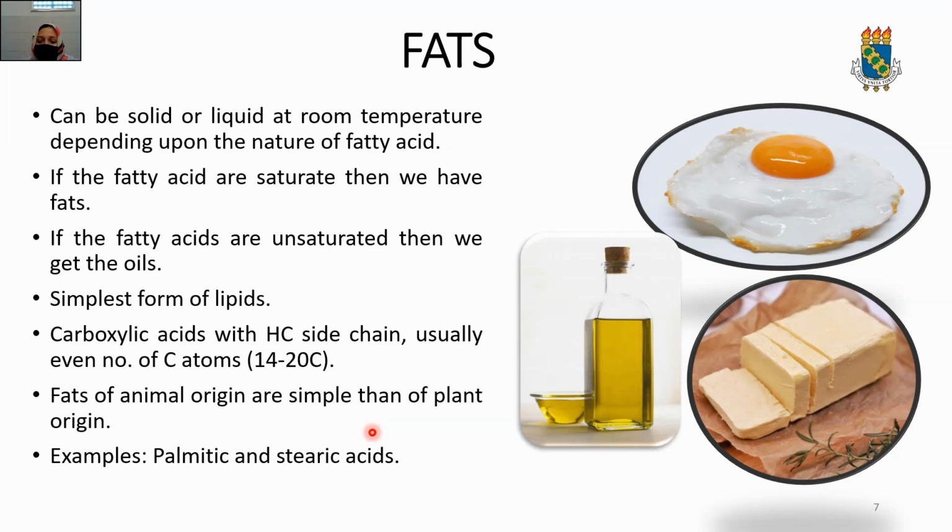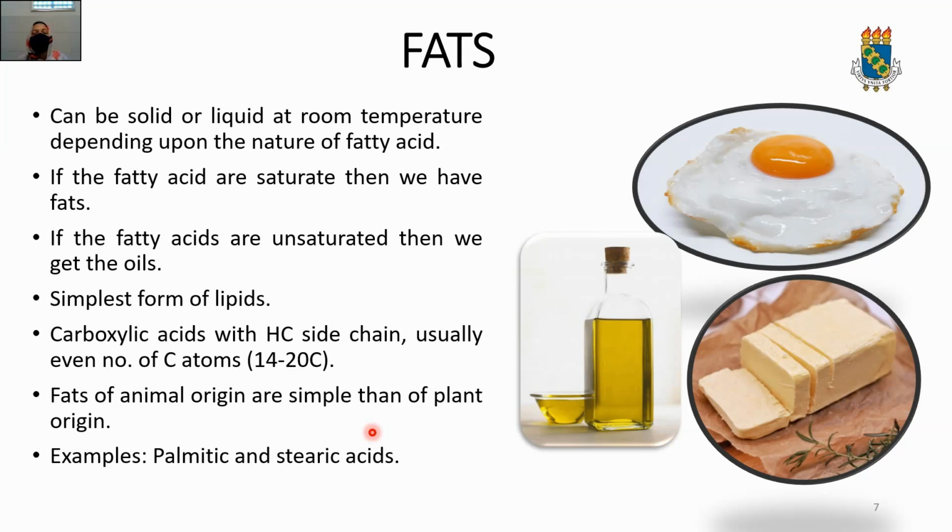But if the fatty acids have double bonds, they can be alternate, they can be conjugate, they can be cis double bonds, they can be trans double bonds, so they are basically giving rise to the unsaturated fatty acids, and the final result is in the form of oils. So they are the simplest form of lipids, carboxylic acids with a hydrocarbon side chain, which usually has an even number of carbons, and it can range from 14 carbons to 20 carbons.